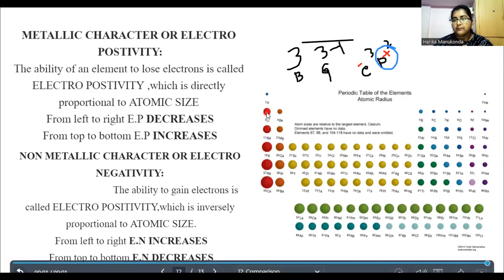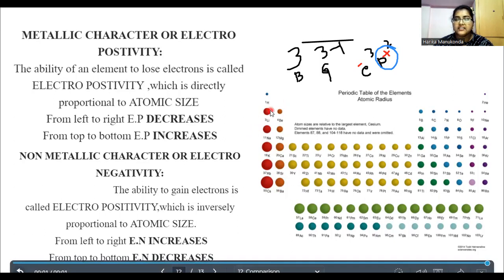So if you go from left to right, EP decreases. So lithium loses electron easily, beryllium will lose normally. And if you go the same way till boron, carbon, nitrogen, it will decrease. Whereas from fluorine, it is impossible to remove an electron. In the same way, if you go from top to bottom, the EP increases, the electropositive nature of an element increases.